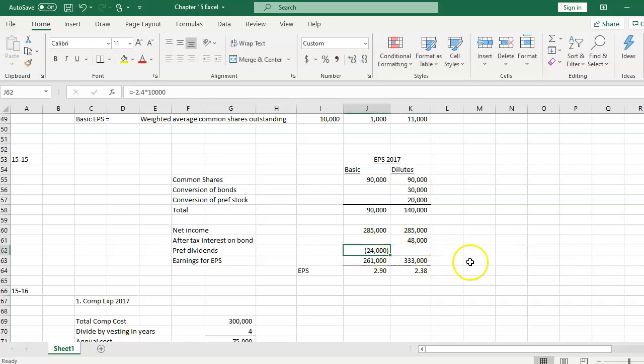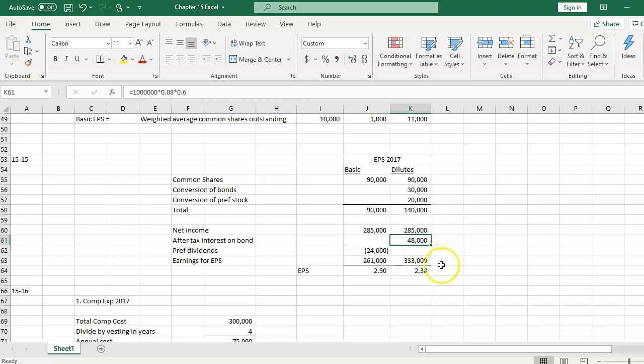And then my preferred dividends, and that was just simply 2.4 per share, which they told us, times 10,000 shares, $24,000. So on the basic, I have to subtract that. On the diluted, I don't, because those have been converted, right? If I do the diluted, those don't exist anymore because they now became common shares.